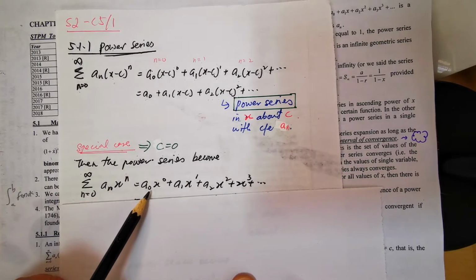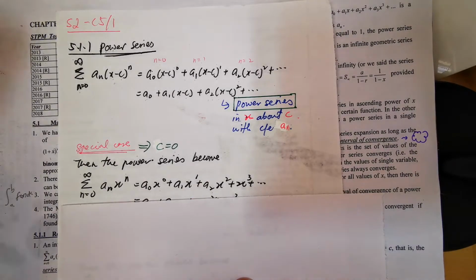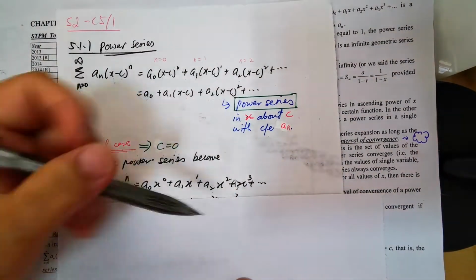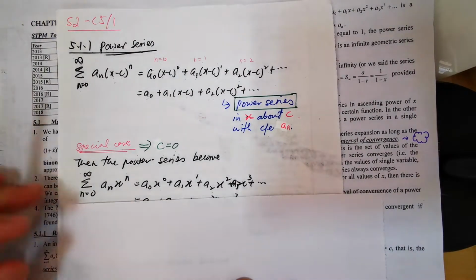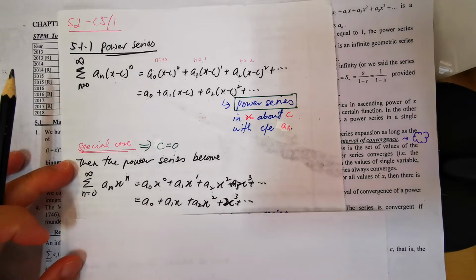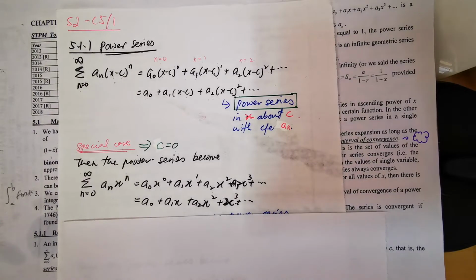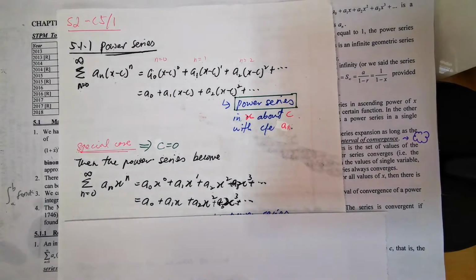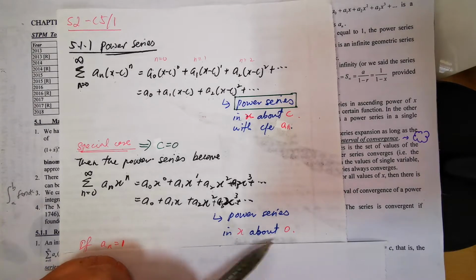So when n equals 0, like this, n equals 1, n equals 2, n equals 3. Sorry, something missing here: a3 x cubed, all right, and so on. Okay, so this is a special case of power series when c equals 0. So when we simplify it, it becomes like this, because x power 0 is 1 now. So after we simplify, it becomes like this. Okay, sorry, I forgot about my a3. Then we call this a power series in x about 0.